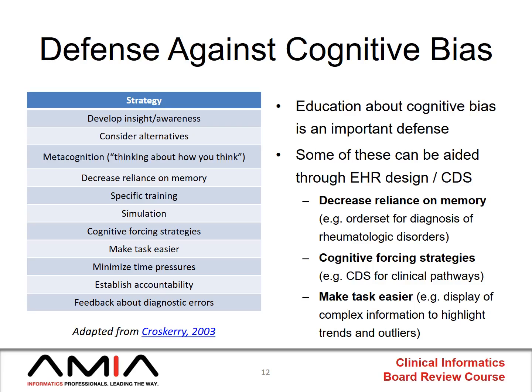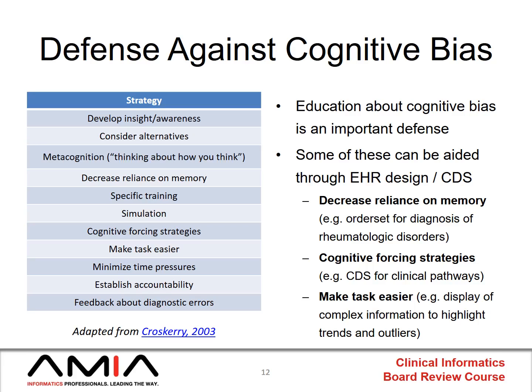So in the previous few slides, we covered a lot of common biases. There actually are a lot more, and I would refer you to this paper, which is listed at the end, by Croskerry. Croskerry also listed a number of strategies to defend against cognitive biases. And the most important one here is education. Knowing about cognitive biases in and of itself is an important defense.